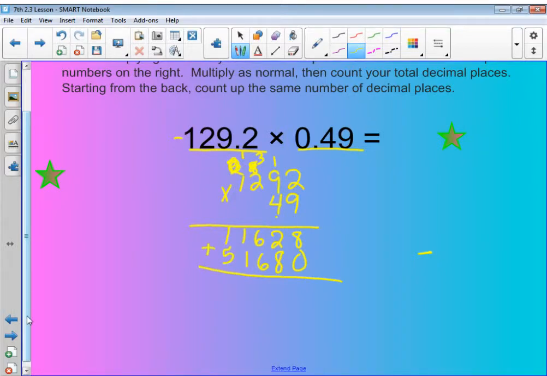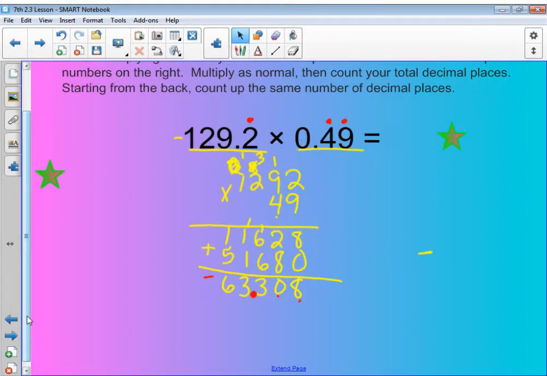So I'll go ahead and add these together. 8, 10, carry the 1, 12, 13, carry the 1, 1, 2, 3, and a 6. So for this, I have the digits of 63,308. I now have to go back and count how many numbers were behind the original decimals. We had 1, 2, 3 numbers. So I need to do the same thing in my answer. So I need to have 3 numbers. 1, 2, 3. My decimal is going to go right here. So my final answer is 63.308. And that would be a negative because we said it was going to be a negative answer.